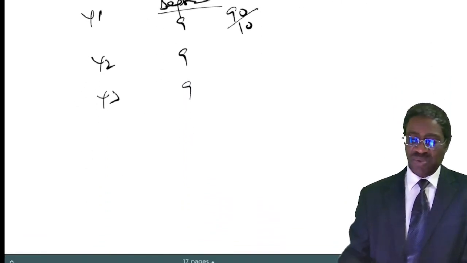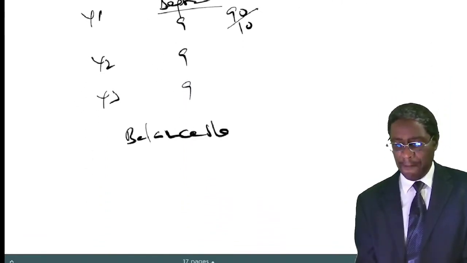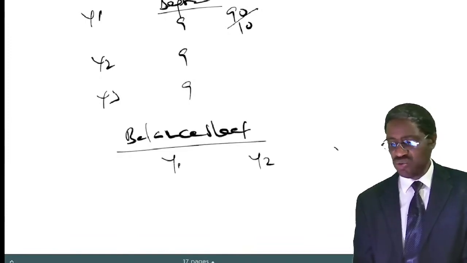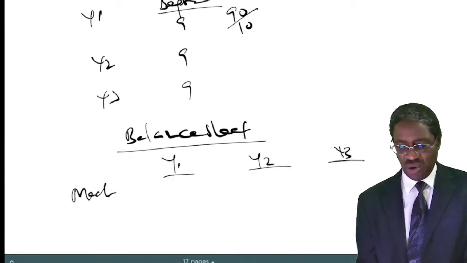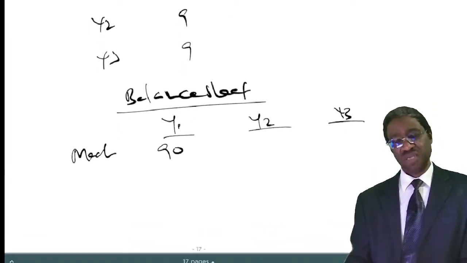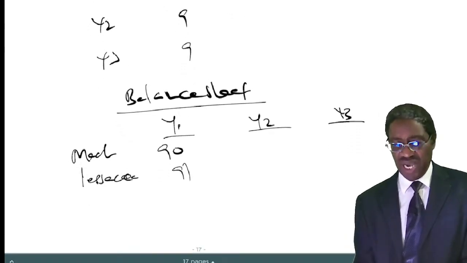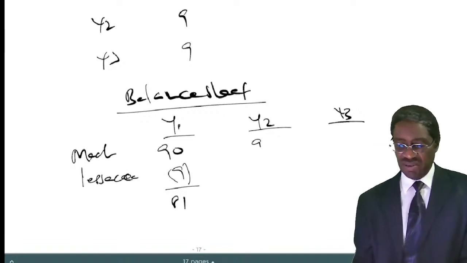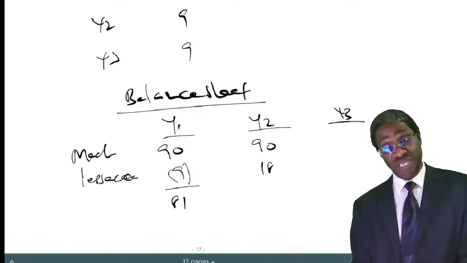Good. Then when it comes to balance sheet, you can say year 1, 2, year 3. So you will have your machinery at cost, machinery 90 million, less depreciation accumulated. How much? 9. That will leave you with how much? 81. Second year, 90, now you minus the accumulated of 18.